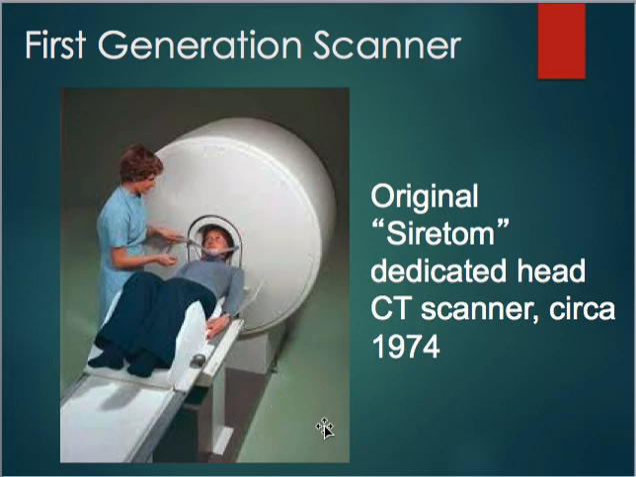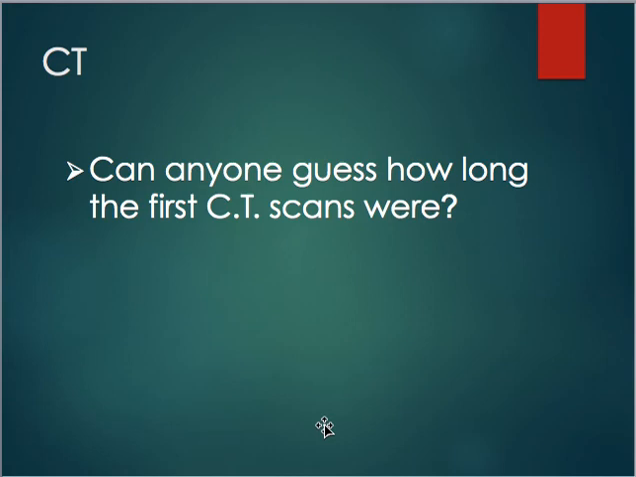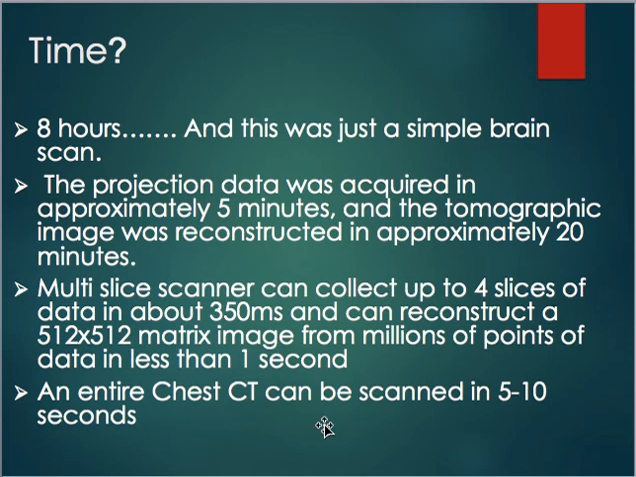Whole body scanners that came with larger openings didn't become available until about 1976, a couple years later. Can anybody guess how long the original CT scans took? They were actually around 8 hours for just a simple brain scan, a head CT, on that CyreTom scanner, which could only scan heads, remember? It actually took several hours for a single scan or slice, and on top of that, it took days after the scan to reconstruct all that data into a single image. So that was a huge length of time.